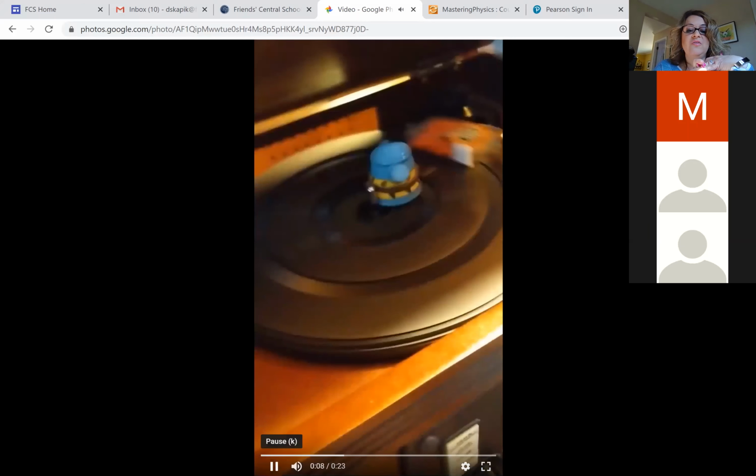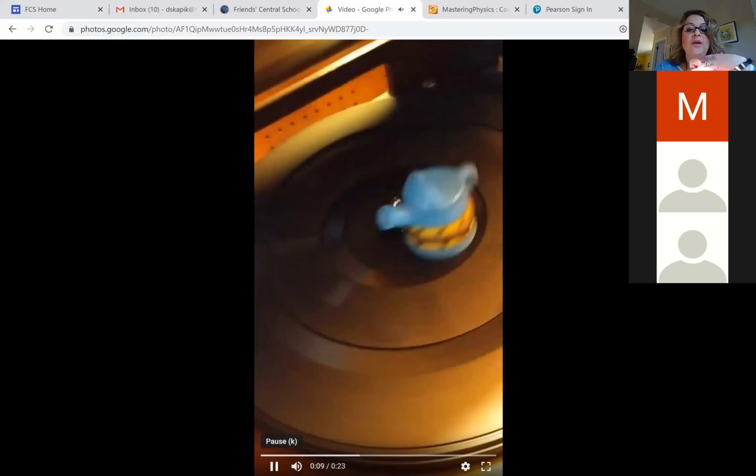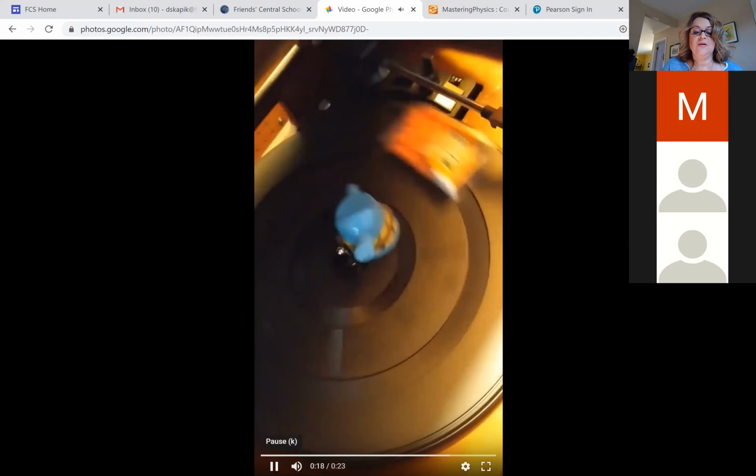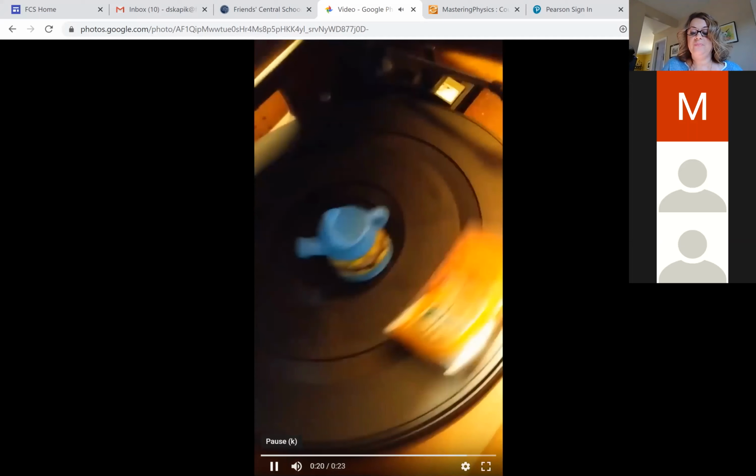So in terms of angular speed, they both are going at the same angular speed, but the tic-tacs are going at a higher linear speed because they're traveling more distance in the same amount of time. Everybody understand that? I hope.